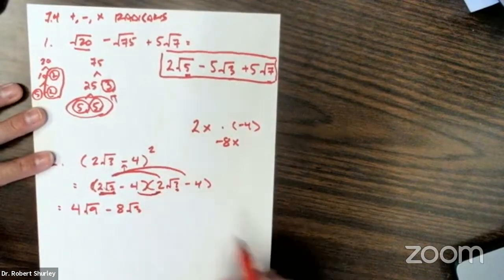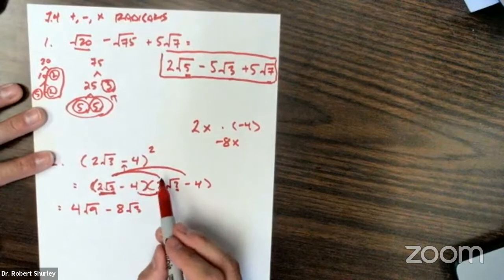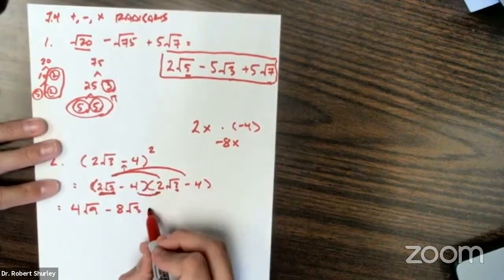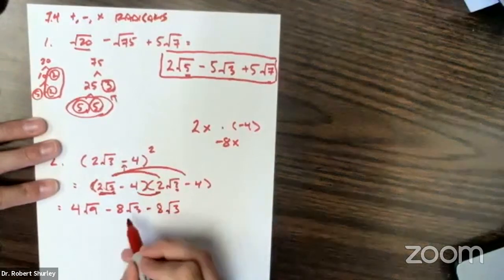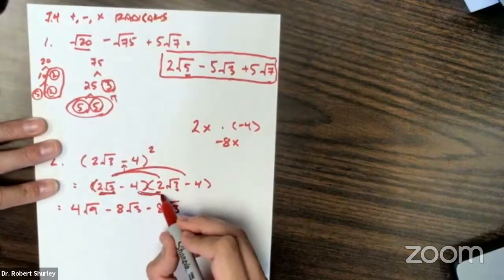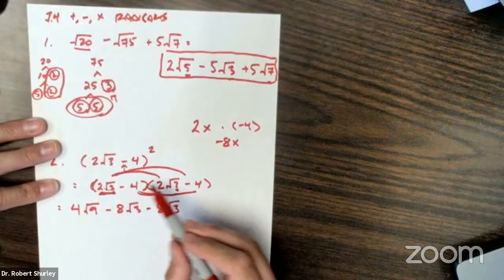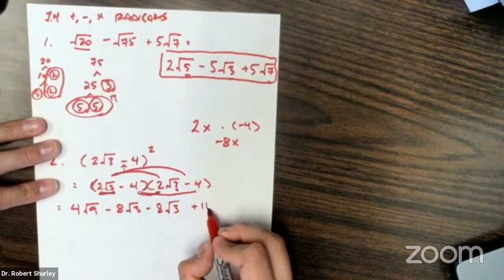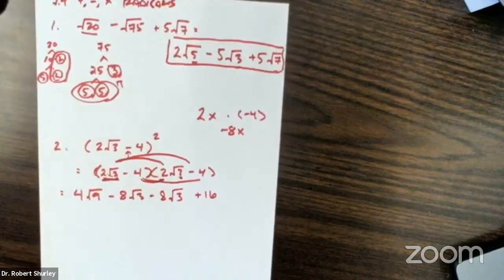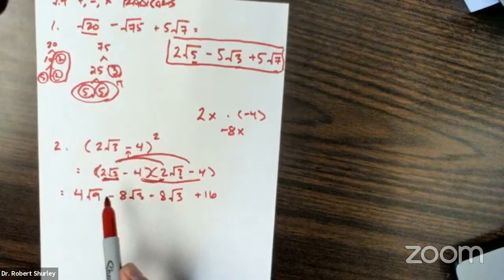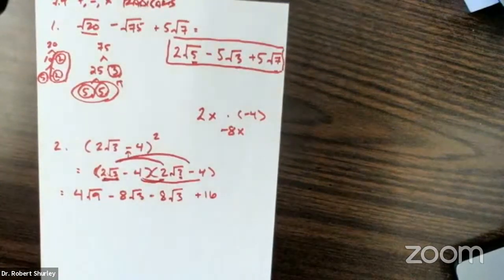So the inside is the same exact multiplication, right? -4 times 2 square root of 3. So that would be -8 square root of 3. And hey, we'll be able to add those together. And then lastly, we've got basic multiplication. -4 times -4, that's a positive 16. Don't get that one wrong, right? Okay, any questions about this before I keep zooming along?